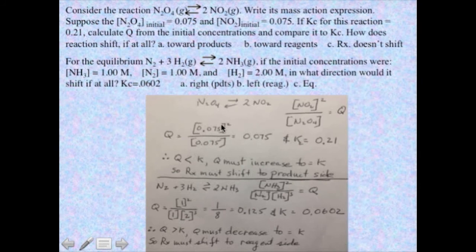Okay, for the first one now, we're going to calculate Q from the initial concentrations and compare it to K, and from that decide in what direction the reaction would shift. So here's the solution to the first one. Q is less than K, and Q must increase to equal K, so the reaction must shift to the product side. For the second one, here's the solution. Q turns out to be greater than K. Q must decrease to equal K, so the reaction must shift to the reagent side.